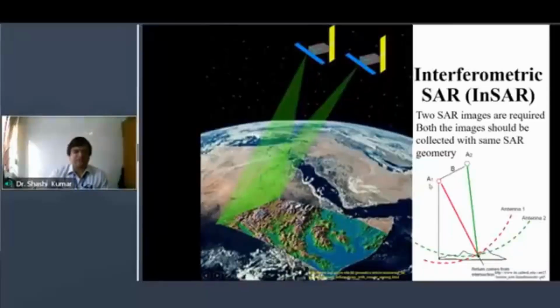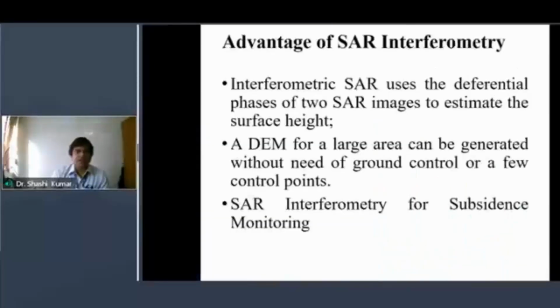In one pass, data will be acquired at one date and time period, and again the satellite will come to the same location, maintaining some distance from the position of the first acquisition. From that position it will again image the same area with the same SAR geometric configuration, by maintaining this spatial distance. This distance is represented by B, which is known as the baseline. So both the images can be used to do the interferometry.